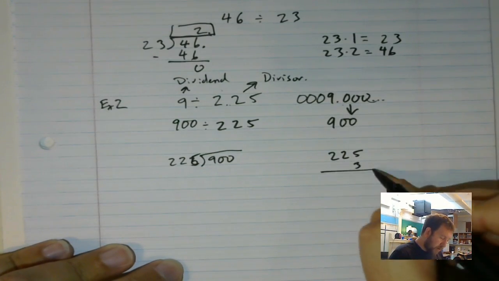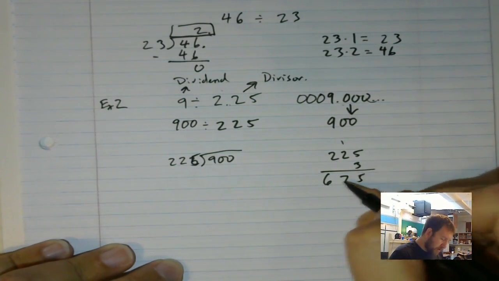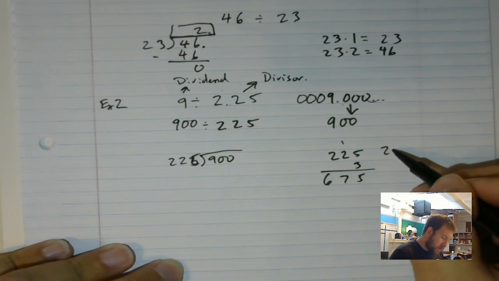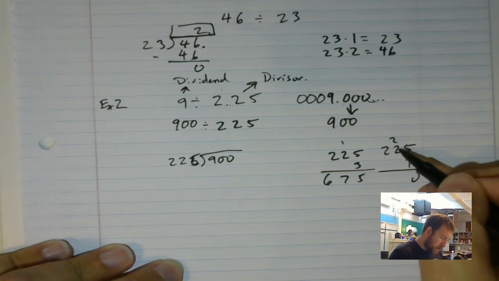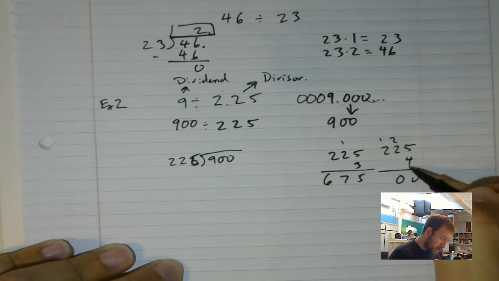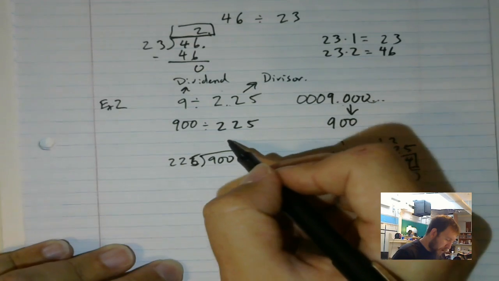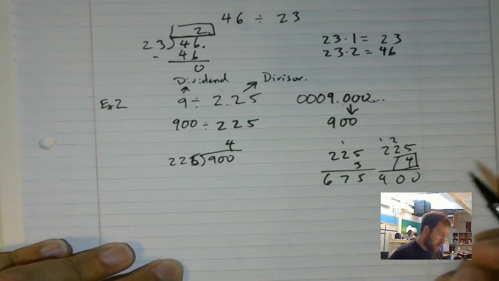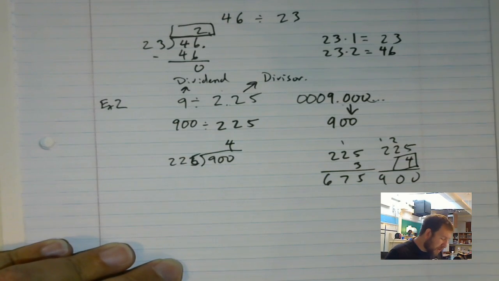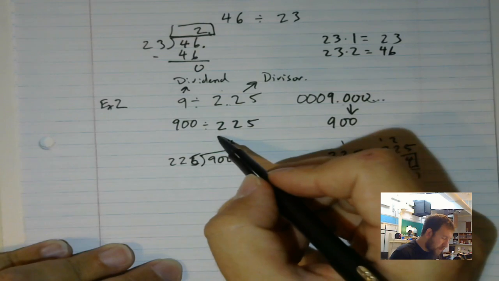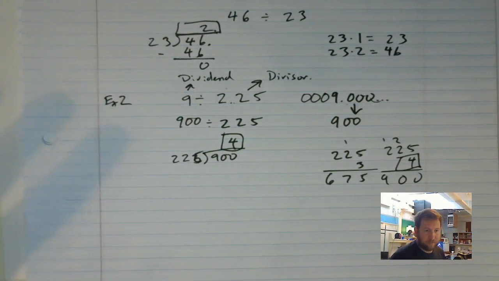225 times 3 is 675, close. Let's do 225 times 4. 4 times 5 is 20, 4 times 2 is 8, plus 2 is 10, 4 times 2 is 8, plus 1 is 9, so 900. Looks like 4, so I can put my 4 as my answer. Nice. Now I can move my decimal point up just like before, except it doesn't really matter, because as a mathematician, again, I'm not going to write down extra information.